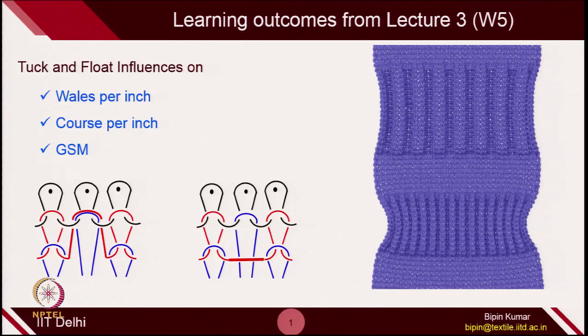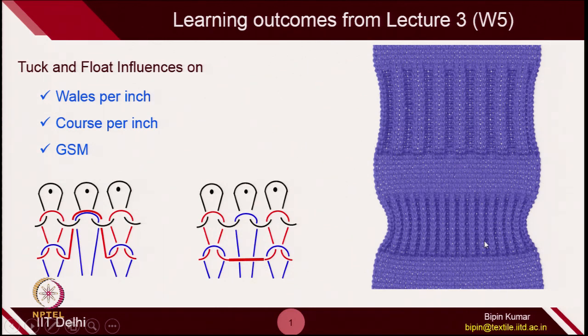So, let us see what actually tuck and float stitches are. In tuck, as you have already seen, two intermeshing points are missing and the needle catches the new yarn along with the old loop. In float, the needle carries the old loop but does not catch the new yarn. This is how you create float stitches.